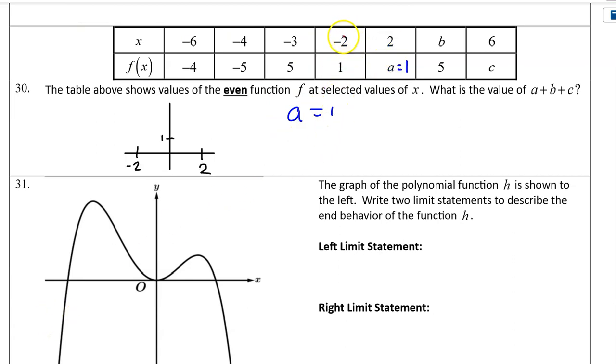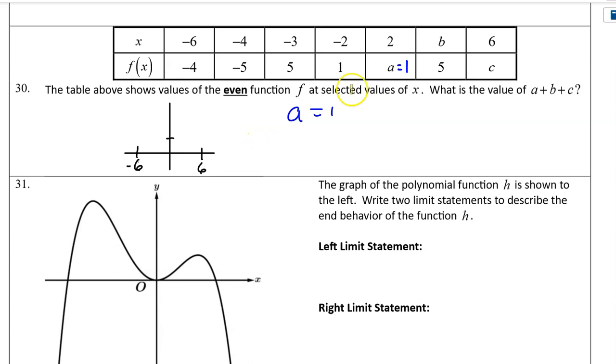If you were to graph the point -2, 1, it would be right here. If you graph the point +2, 1, that would be right here. Notice that the y-axis splits these right down the middle as a mirror image. This y-axis symmetry is needed if we have an even function. So a is definitely 1.